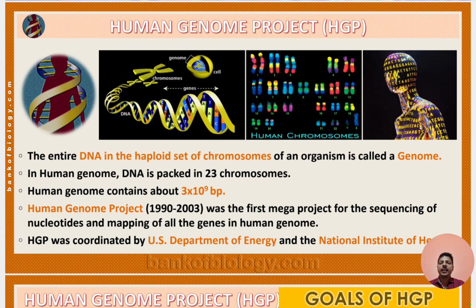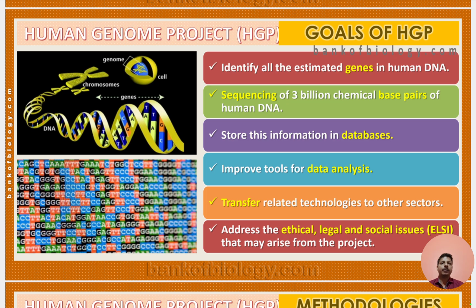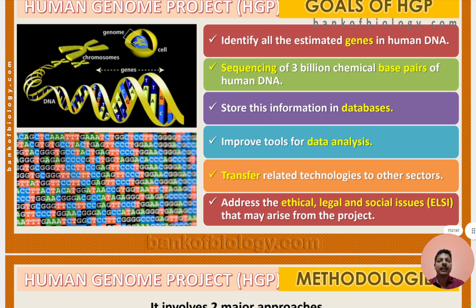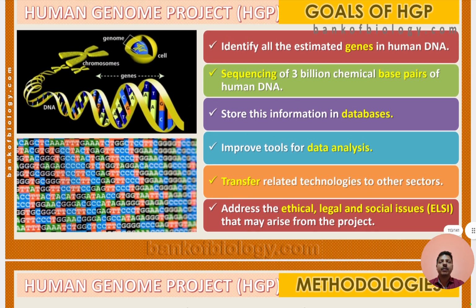The Human Genome Project was coordinated by the US Department of Energy and the National Institutes of Health. Goals of the Human Genome Project. First goal is to identify all the estimated genes in human DNA. Second, sequencing the 3 billion chemical base pairs of human DNA. Third, store the information in databases. Fourth, improve tools for data analysis. Fifth, transfer related technologies to other sectors. And the last one is to address the ethical, legal and social issues, ELSI, that may arise from the project.